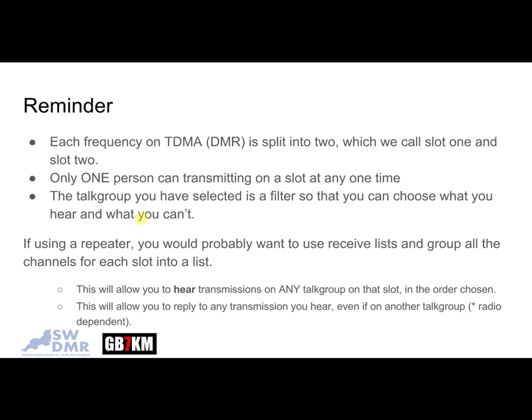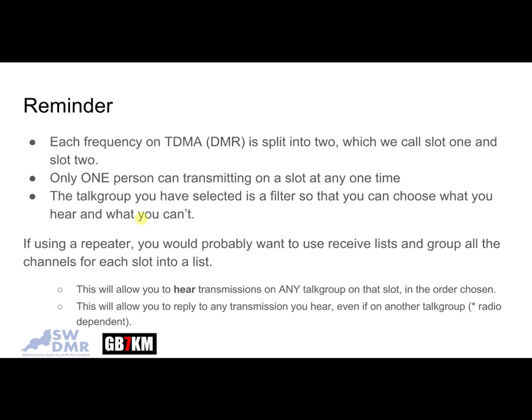Reminder, each frequency on TDMA, that's DMR, is split into two. We call these slot 1 and slot 2. Only one person can transmit on a slot at any given time. The talk group you've selected is a filter so that you can choose what you hear and what you can't.